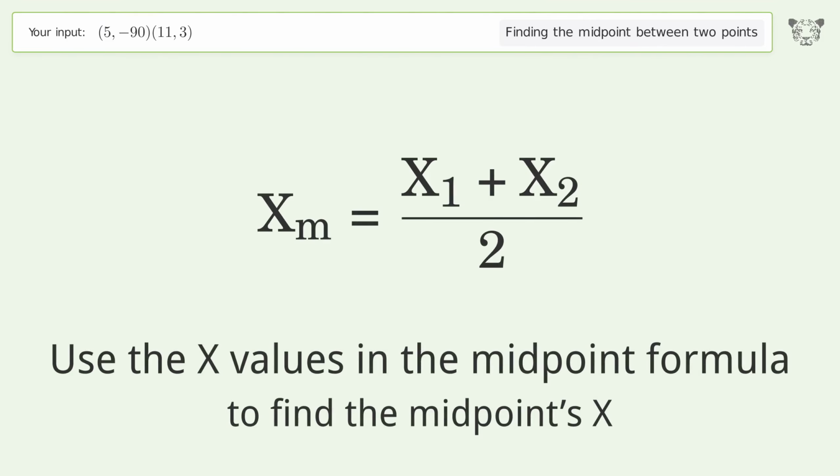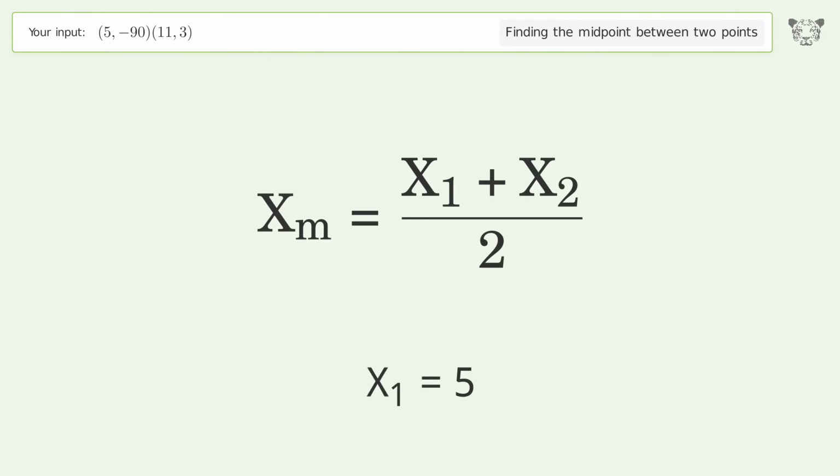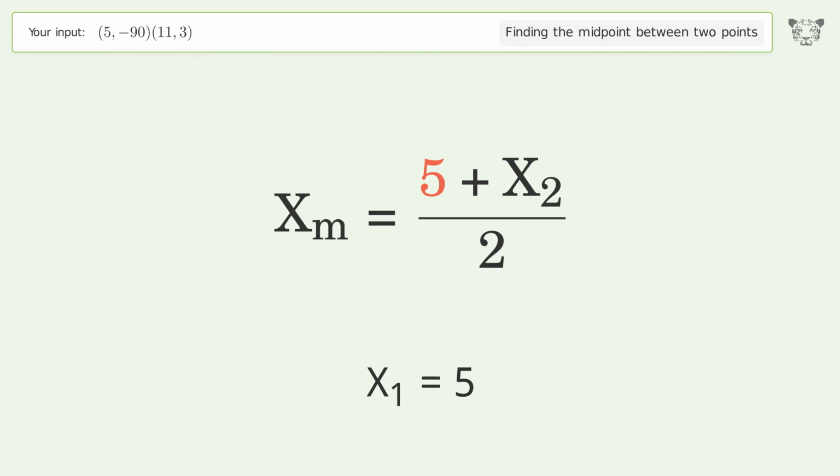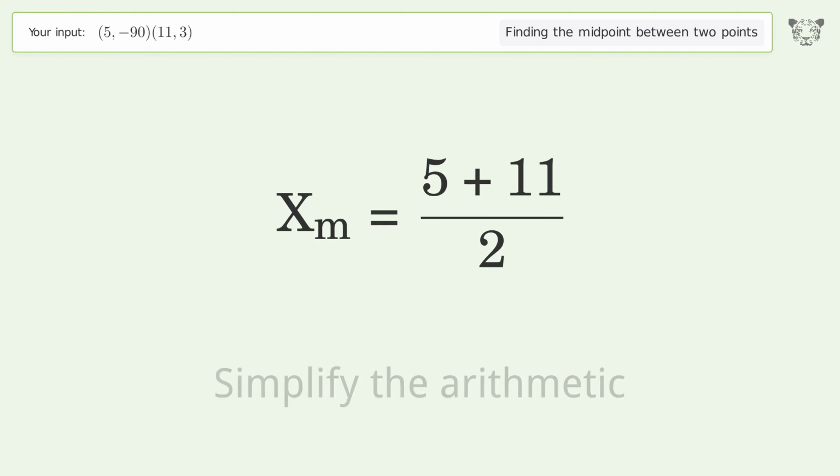Use the x values in the midpoint formula to find the midpoint's x. x1 equals 5. x2 equals 11. Simplify the arithmetic.